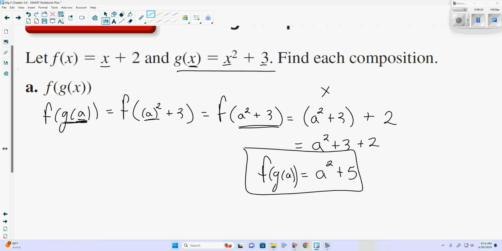Because again, like most of the problems, this is straight out of the book. So this problem is one of the examples in the textbook. And the textbook's answer would change slightly. It wouldn't be a squared plus 5. It's going to be x squared plus 5. But that's our answer. Questions on this here? We ready for the next one?